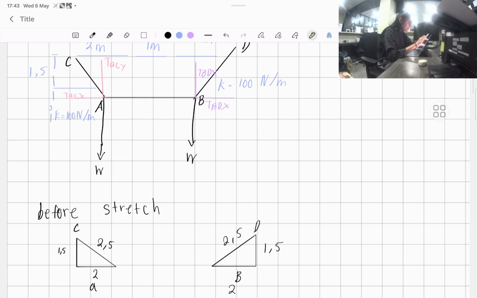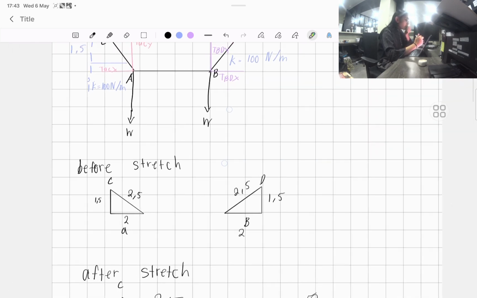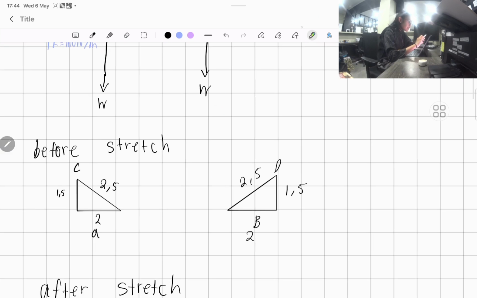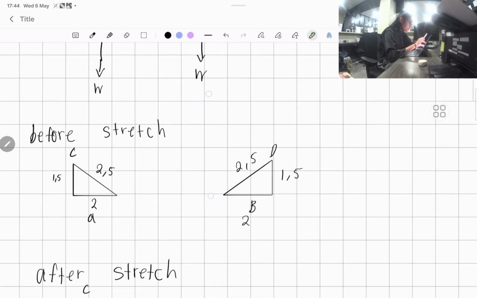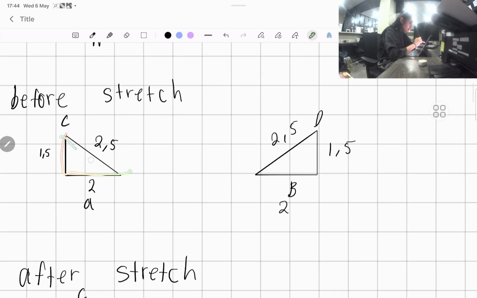Now, after drawing the free body diagram, we have to draw the right triangles of both of the sides. We don't really have to draw both of them, considering that the values will be the same. Over here, I have already drawn the triangle, and before the stretch, we can see the initial length of the triangle was 1.5 and the width of it is 2. So all we have to do is find the hypotenuse of the triangle, and the result is 2.5.